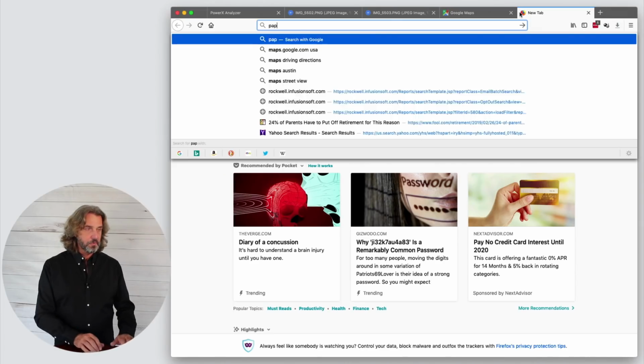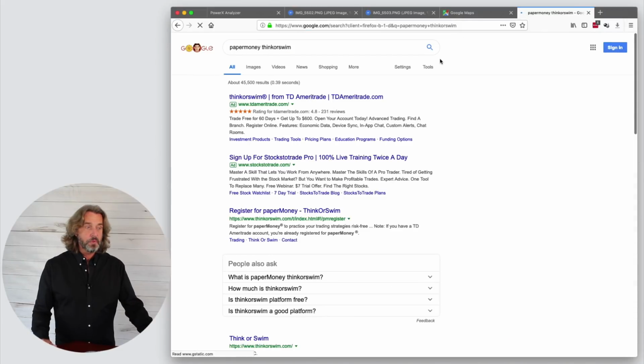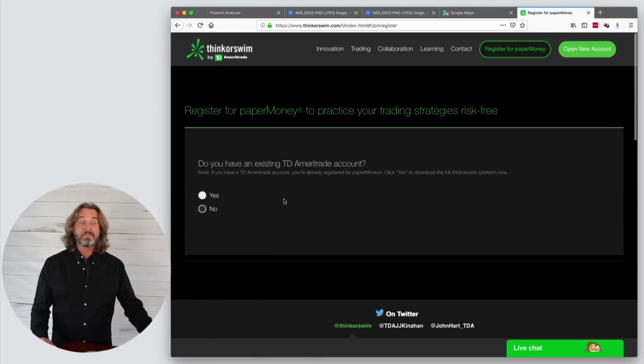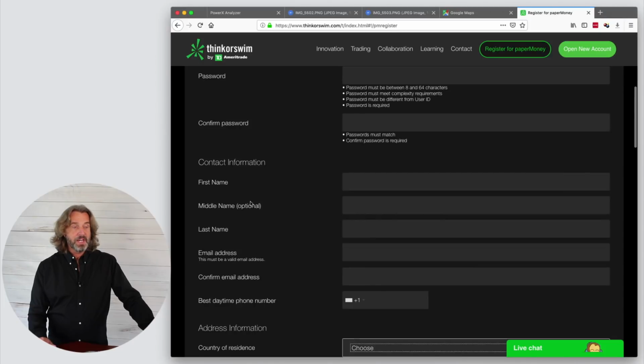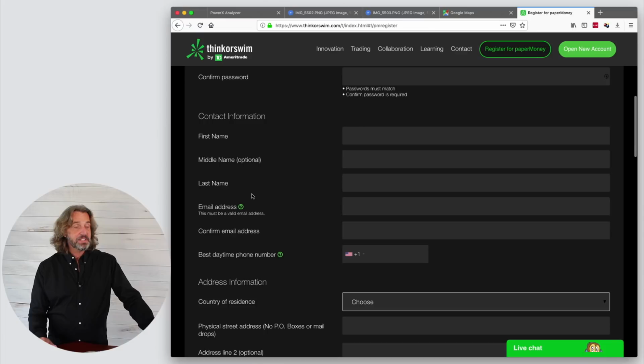All you need to do is Google Paper Money, Thinkorswim. When you go there, you see register for Paper Money, Thinkorswim. Very easy, very straightforward. It's free for 90 days. It's offered by TD Ameritrade, but you don't need to have an account with them. It asks if you have an existing account. If not, no problem. All they ask is to create a user ID, password, first name, last name, email.